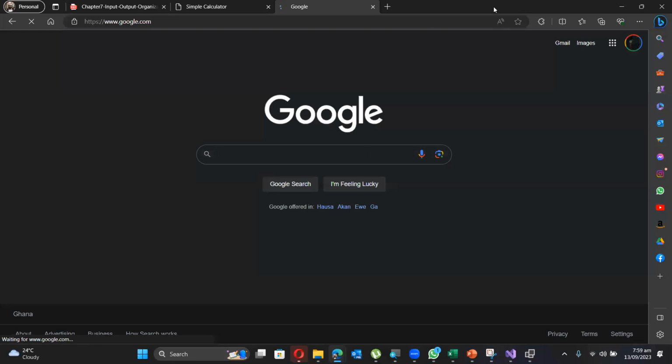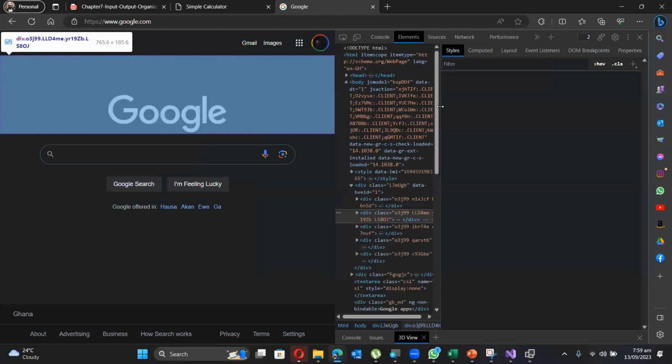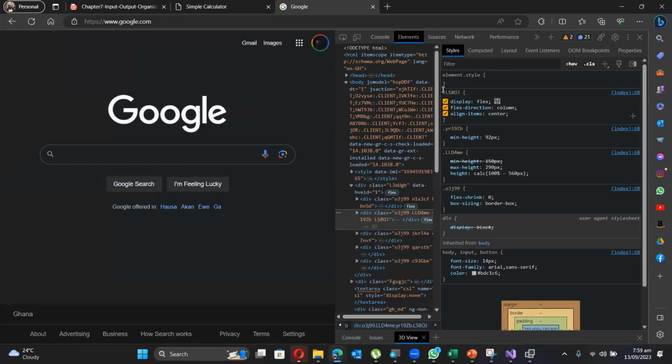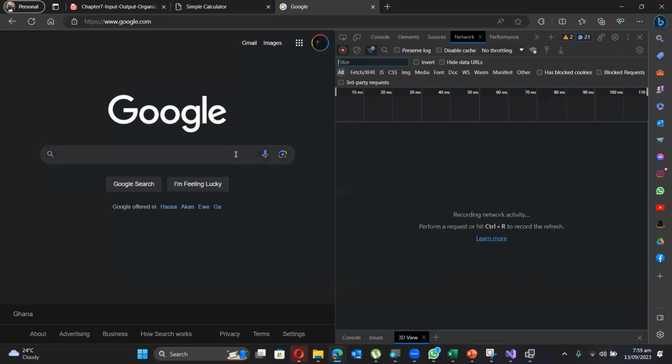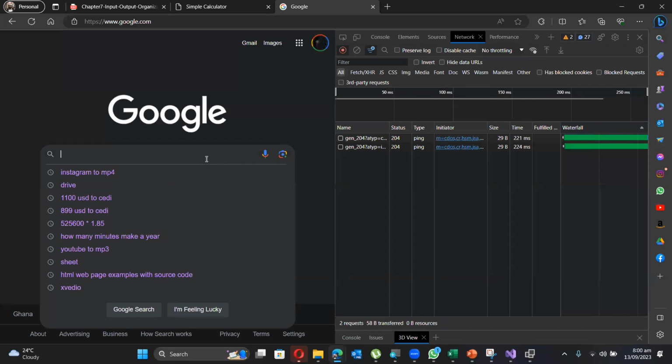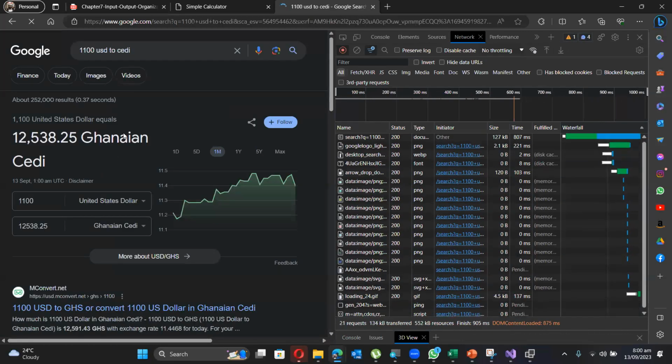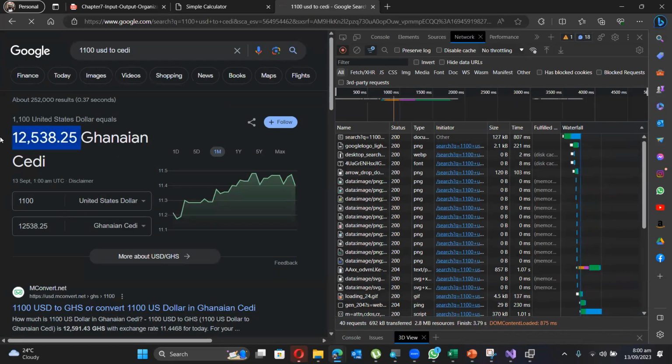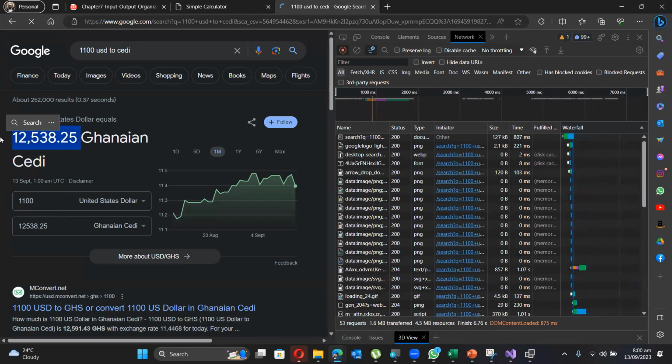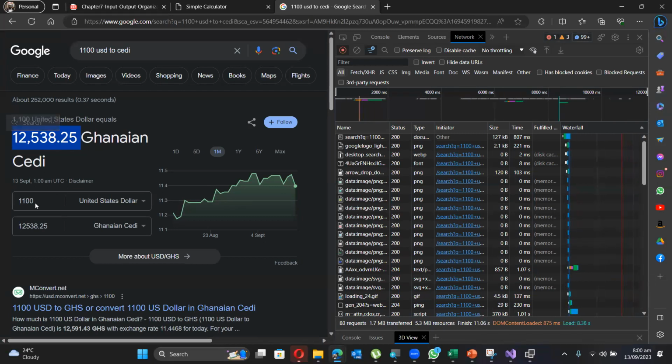So over here in Google, I'm going to right click and go to inspect, right? And then in here again, I'm going to go to network. Now, in network, there is nothing here. I'm going to type in this, right? Okay. Now, this price which I've typed here, it has told me that $11,000 is this amount of Ghana cedis.